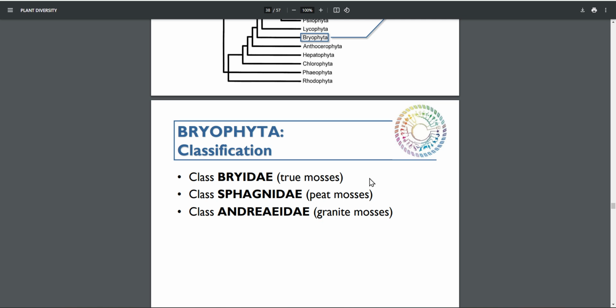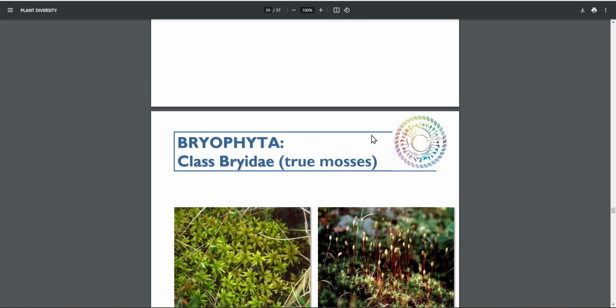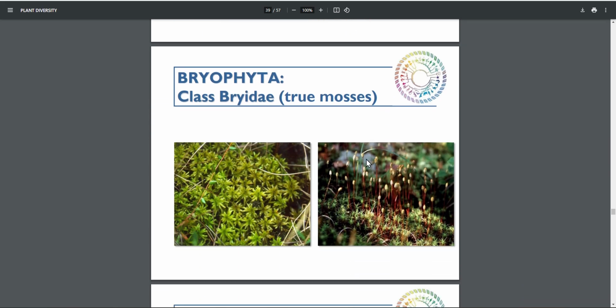These are actually classes, not divisions, not subclasses. We have true mosses, Bryidae, peat mosses, Sphagnidae, and granite mosses, which I'm not going to try to pronounce. Alright, so Bryidae, true mosses.